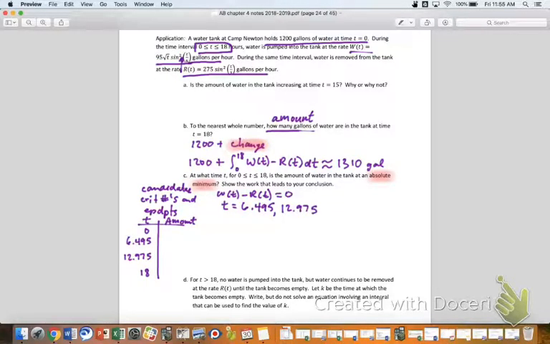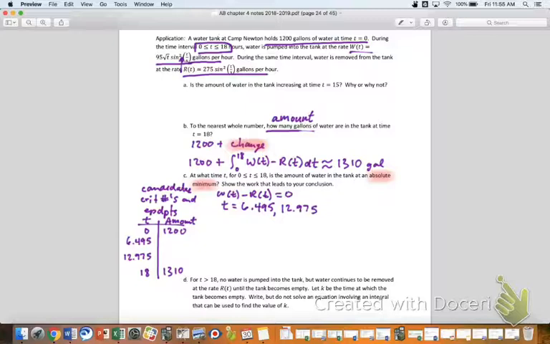The good news is of my 4 candidates, I already know the amount at 2 of them. What are the 2 that we know? 0 and 18. When t equals 0, the amount is 1,200. When t equals 18, we already found the amount is roughly 1,310. What about those two critical points? How could we find the amount of water in the tank at those points?